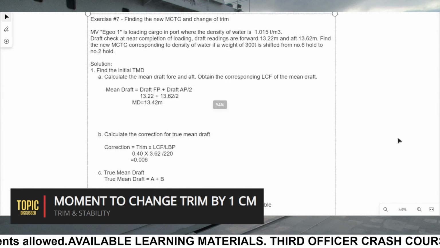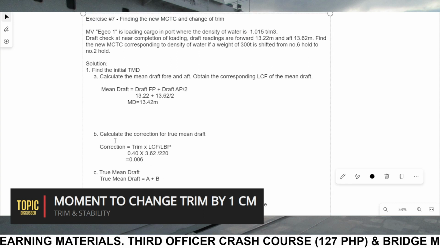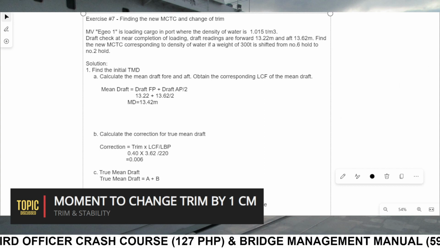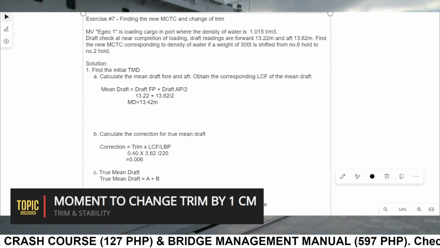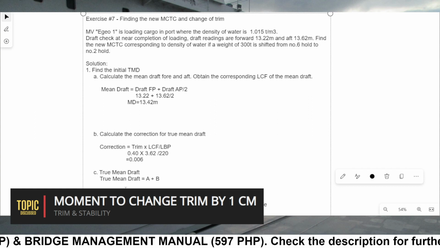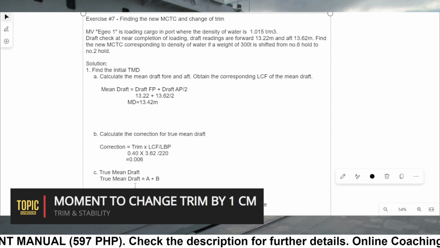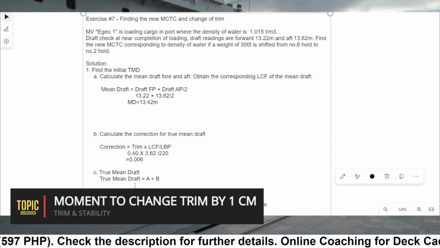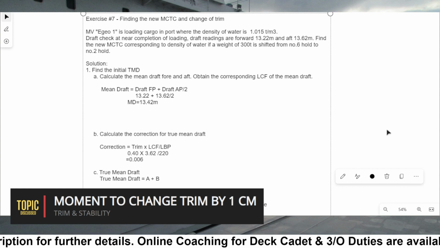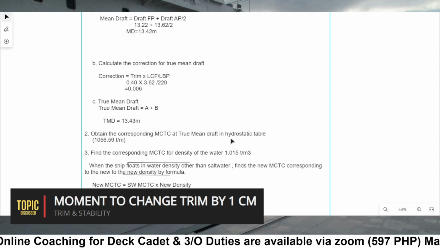Now, for letter C, to find the true mean draft, we just have to add A and B. So 13.42 plus 0.006, the answer will be 13.43. So the true mean draft in this example is TMD equals 13.43 meters. Now, obtain the corresponding MCTC at true mean draft in the hydrostatic table.